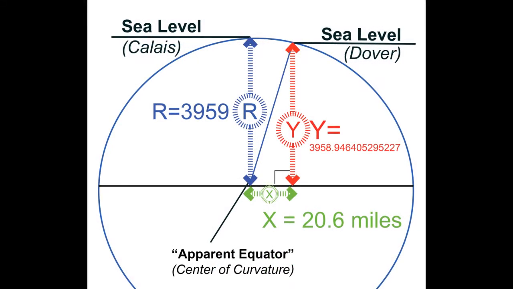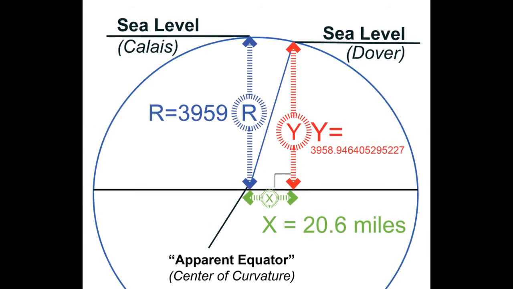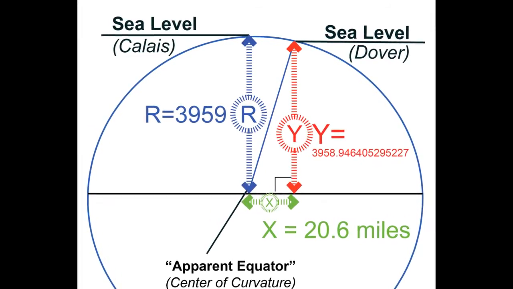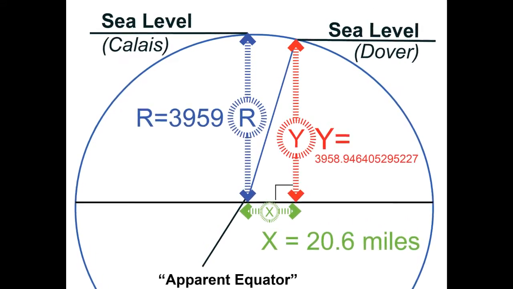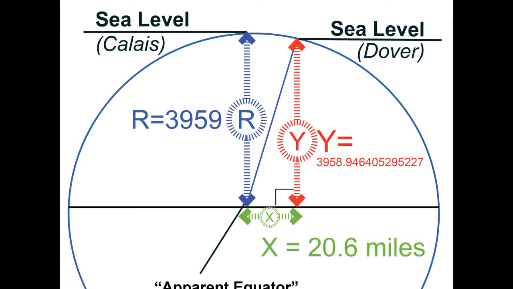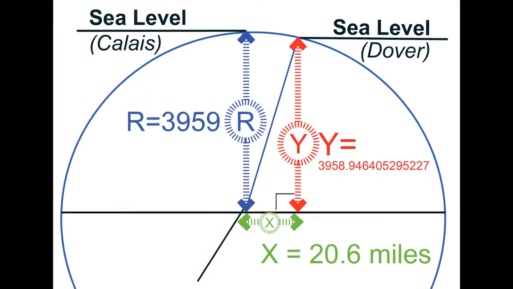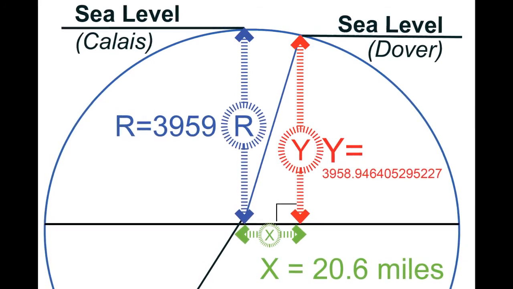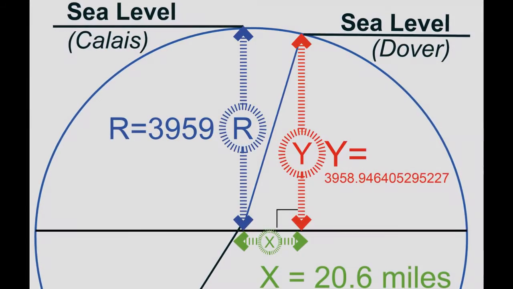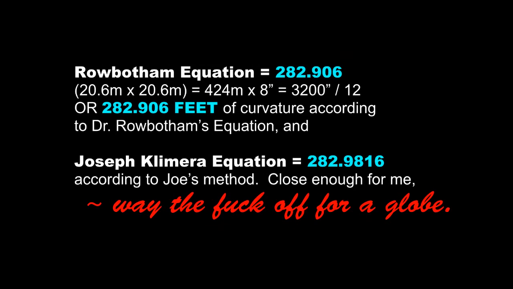So looking at the next figure, we've got all of the numbers that we need to plug into the equation for the apparent or necessary curvature of the Earth, which is, by all intents and purposes, in accordance with Dr. Rowbotham or Parallax's measurements, meaning he was ultimately correct. And we can indeed use the hip pocket calculations of 8 inches times the mile squared, subtracting the distance to the apparent horizon depending on your altitude above sea level. This is Rowbotham's calculations. 20.6 miles times 20.6 miles equals 424 miles times 8 inches equals 3,200 inches, divided by 12 equals 282.906 feet of curvature.